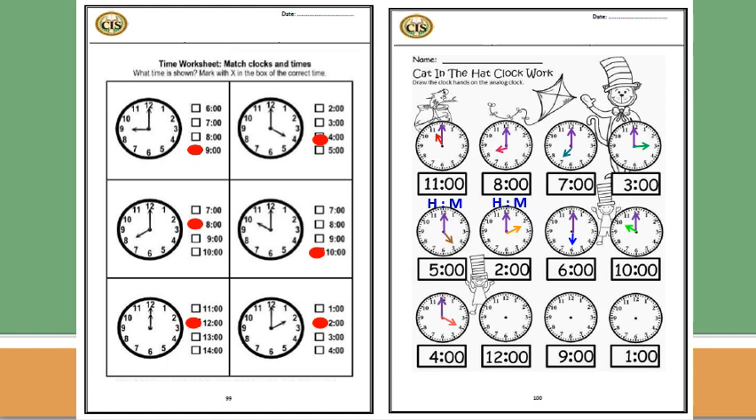Here 12:00. 12 for hours and 00 for minutes. So the short hand here points to 12. Okay, and the long hand points to 12. Here 9:00. The short hand points to 9 and the long hand points to 12. The last clock here 1:00. So the short hand points to 1 and the long hand points to 12.